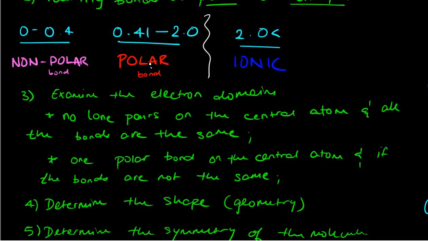So you find the polarity of the bonds. Then you examine the electron domains, and this is where the lone pairs come in. If there are no lone pairs on the central atom, and all the bonds, regardless of whether they're polar or nonpolar, are the same, then take a guess. Yes, it's going to be nonpolar, because it's a symmetrical distribution of the polarity of the bonds.